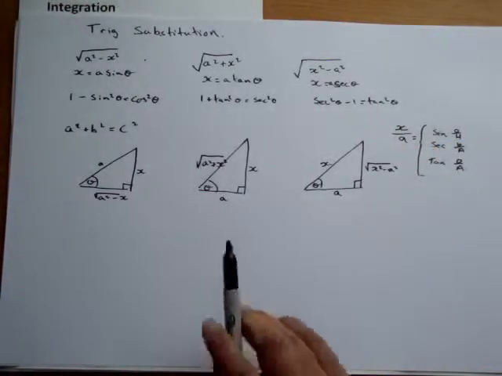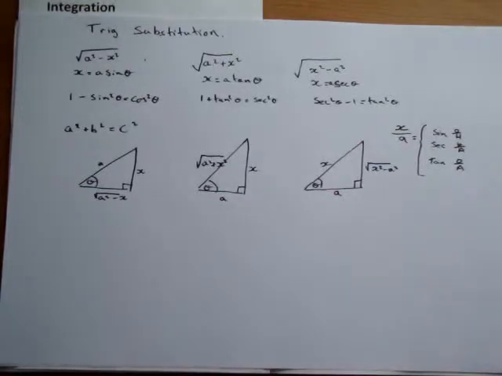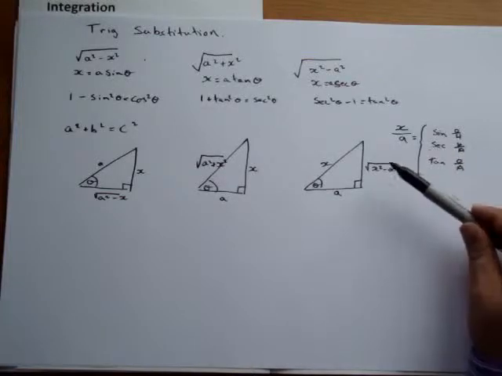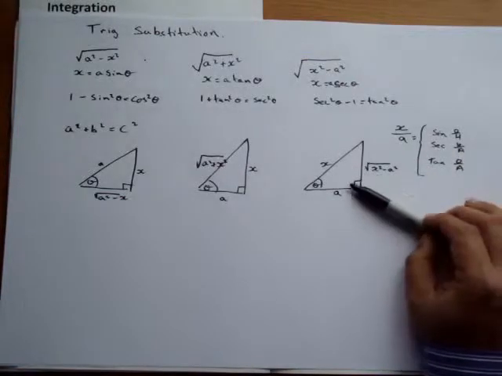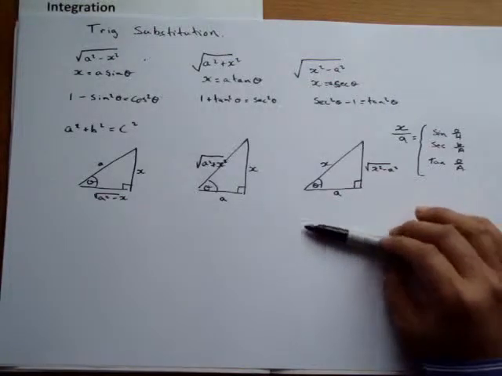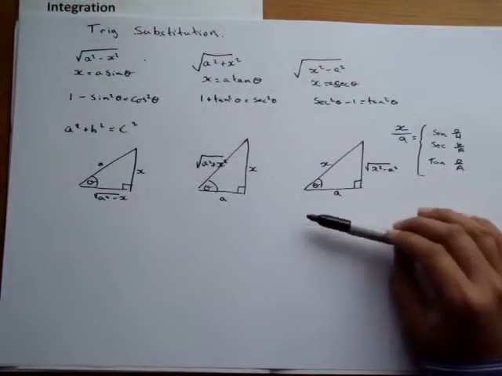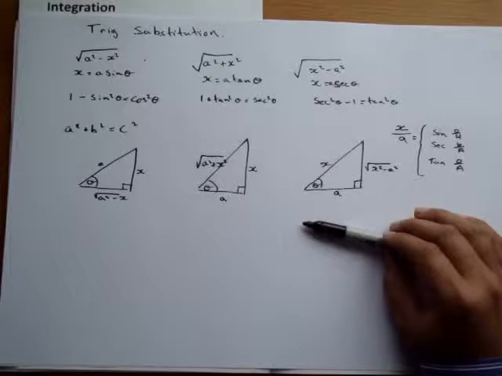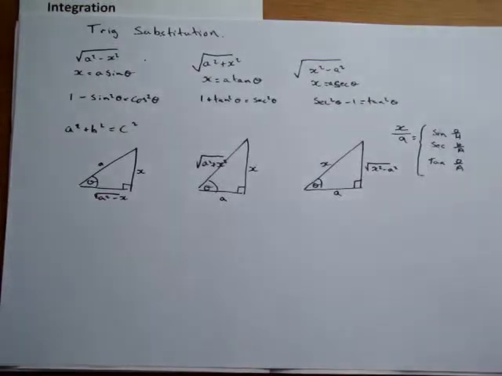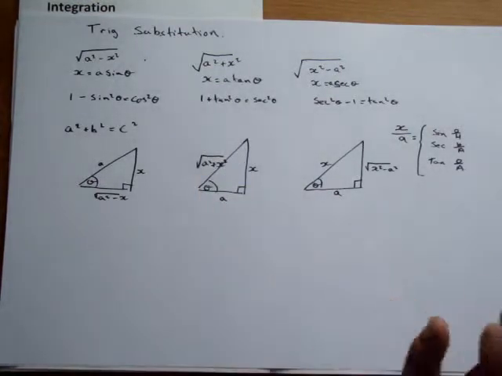These are called our reference triangles, which we have to draw in trig substitution when we want to convert back into our x values from our theta values. So this is how we work them out if we don't remember the formulas.